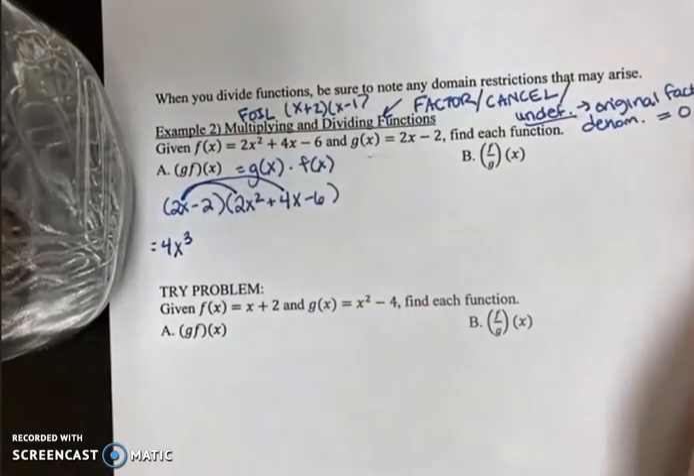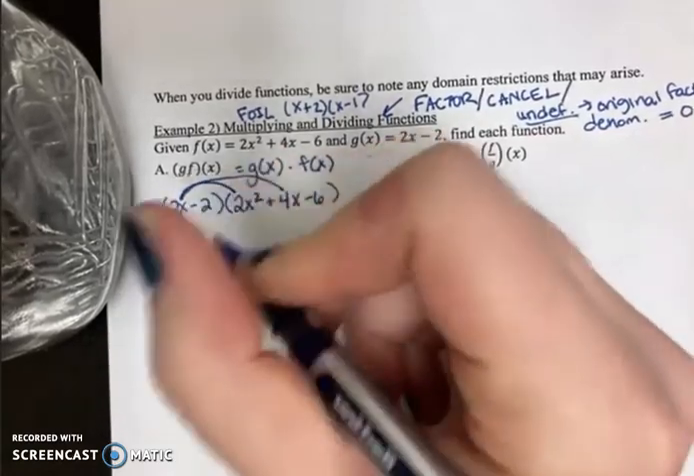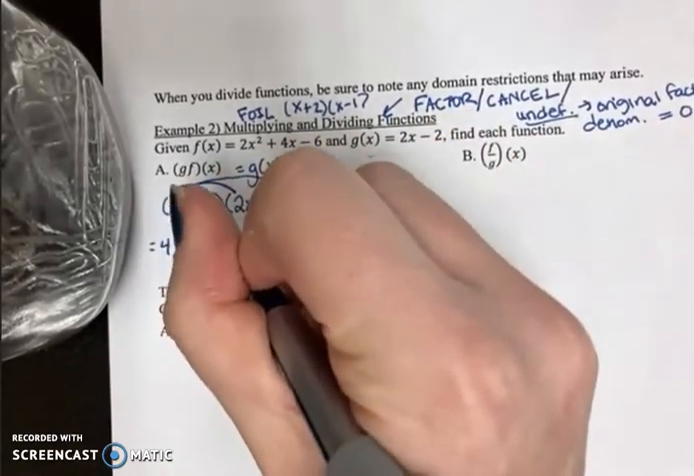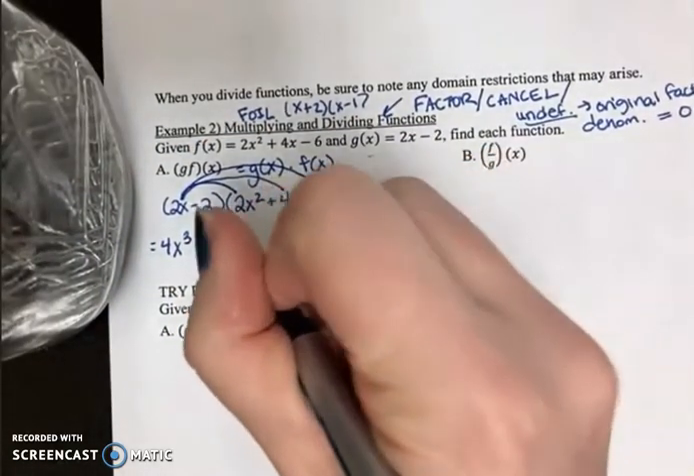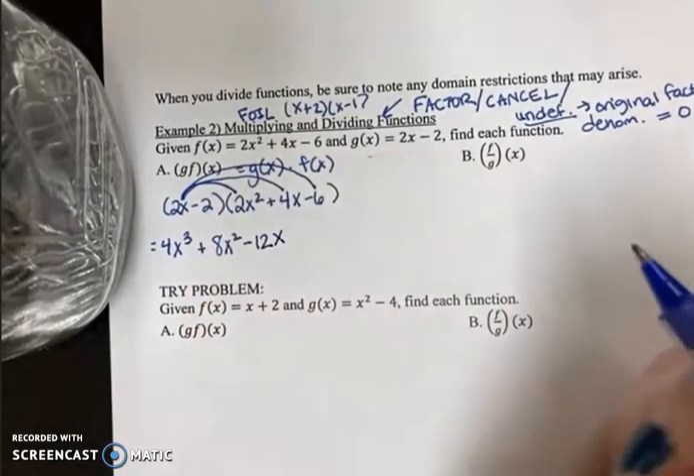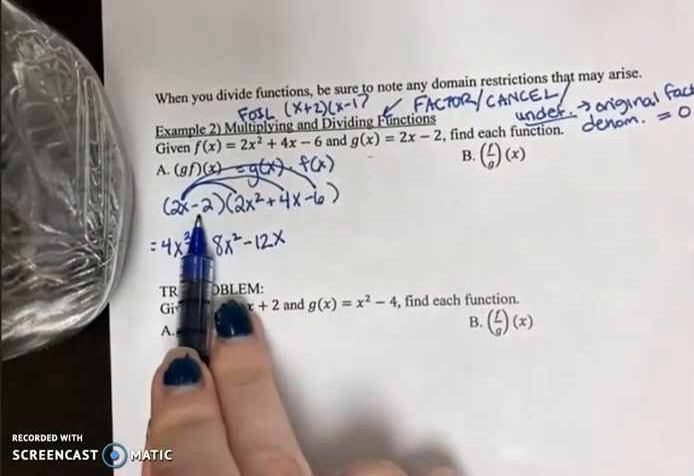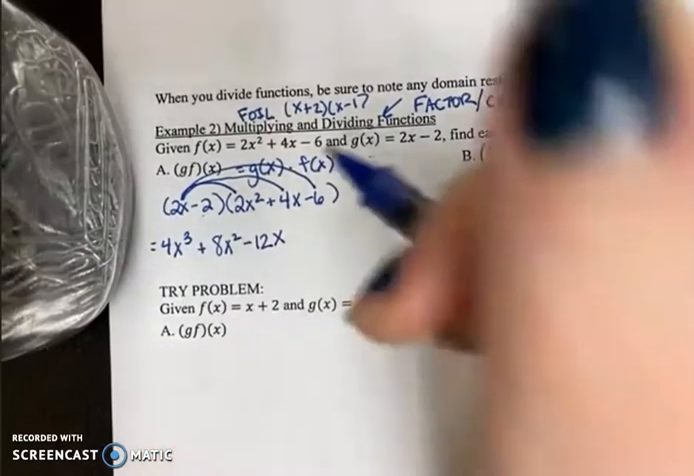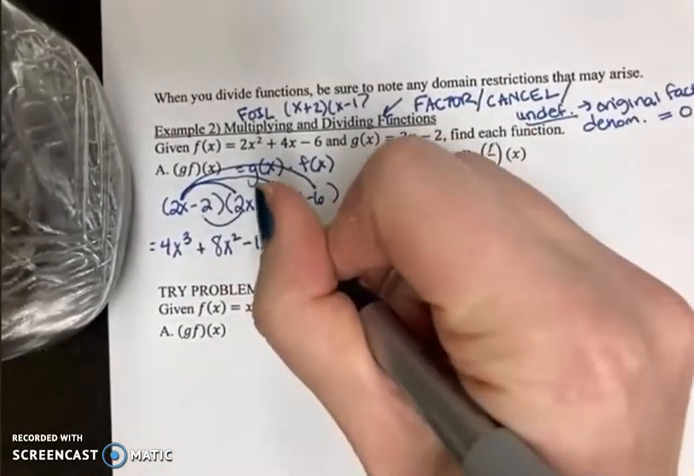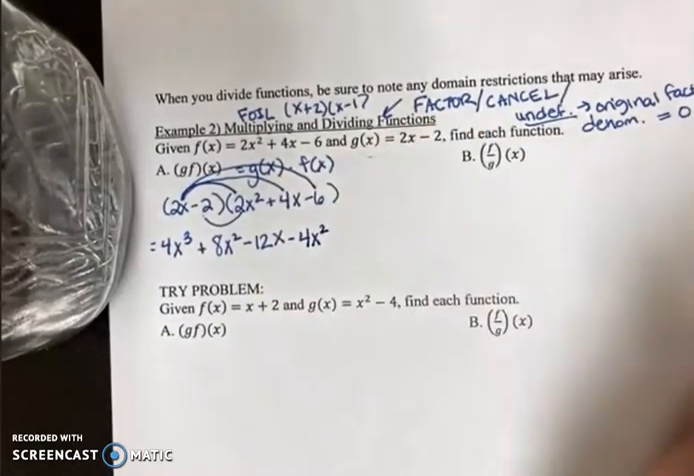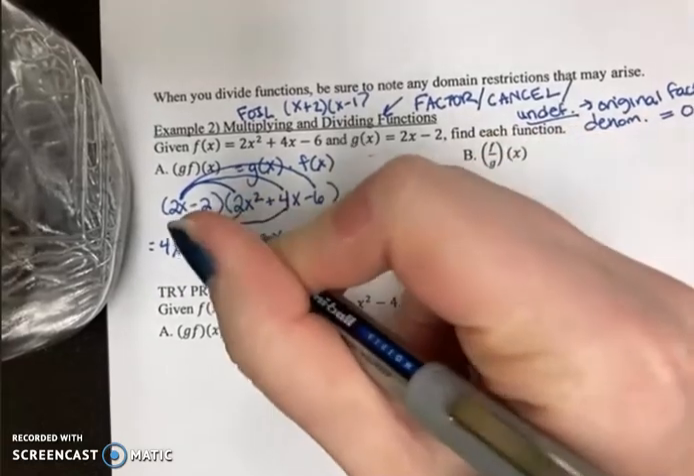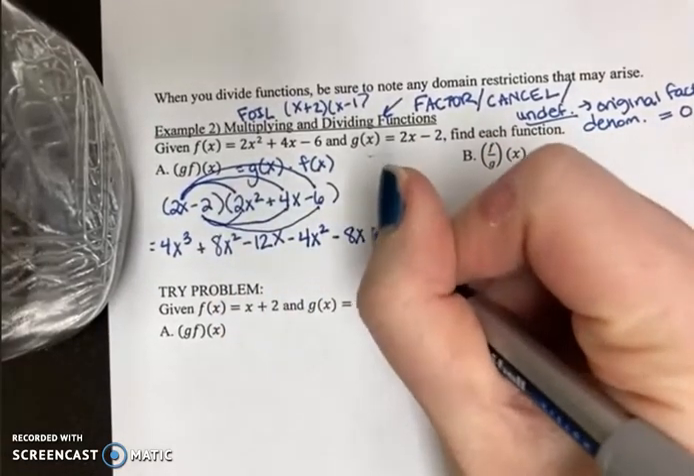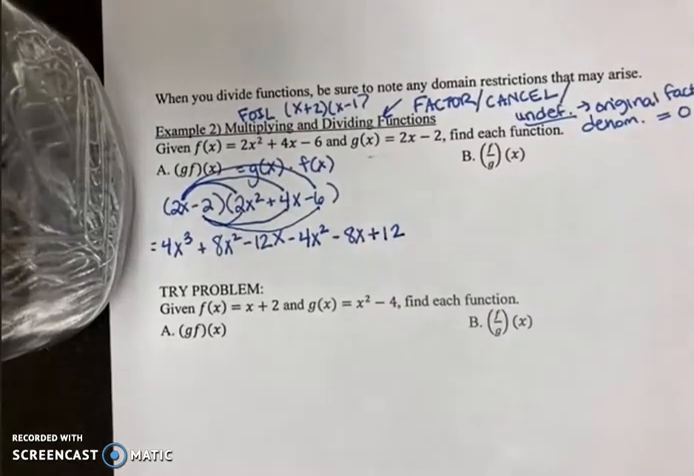2x times 4x, so that's plus 2 times 4 is 8x times x is x squared. Then I have 2x times a negative 6, so that would give me a negative 12x. Now I need to bring that sign with me, a negative 2 times 2x squared, so that gives me a negative 4x squared. Negative 2 times a positive 4x gives me a negative 8x. And negative 2 times negative 6 is a positive 12.